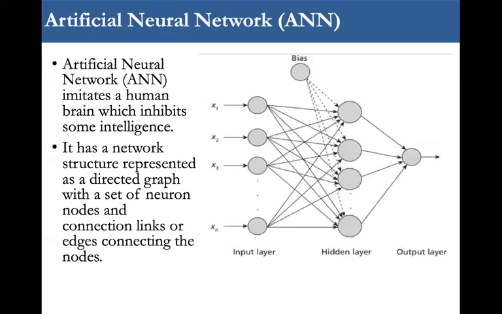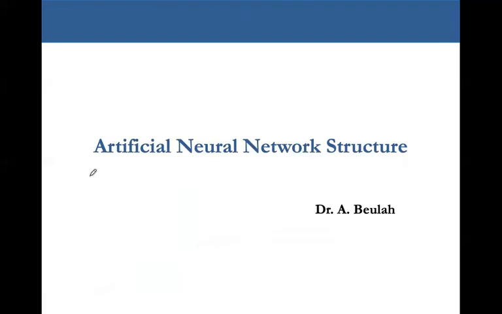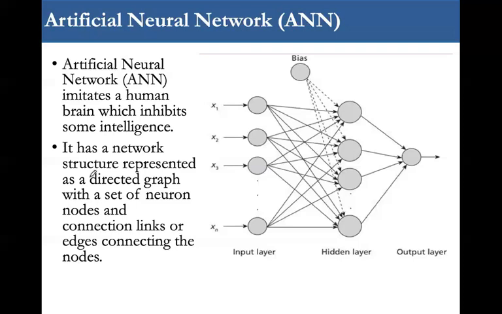ANN structure. So this shows the structure of the ANN. Now we'll learn about artificial neural network structure. That is the structure of ANN. The ANN imitates a human brain which exhibits some intelligence. Actually, it has a network structure which is represented as a directed graph with a set of neuron nodes and connected links or edges connecting the nodes.